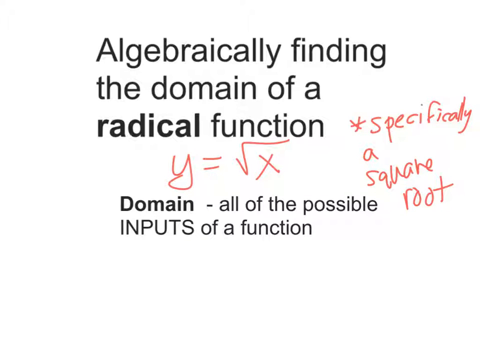All right, so today we're going to review how to algebraically find the domain of a radical function, specifically the square root function, and just reminding ourselves that the domain is all of the possible inputs of the function. So in this case, our inputs will be x because we'll be taking the square root of those inputs.